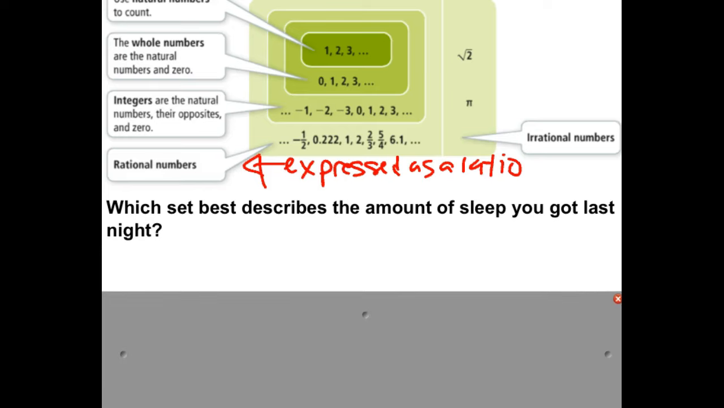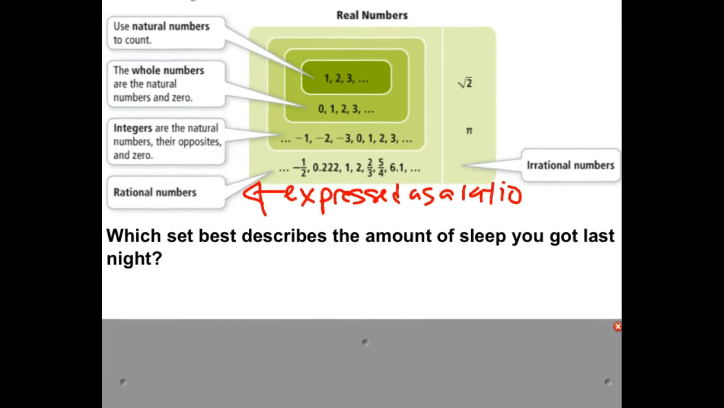Okay, so one thing you're going to need to be able to do is to determine which sets would best describe which situations. So the first question is, which set best describes the amount of sleep you got last night? So if you think about it, last night I got 7.5 hours of sleep. Maybe some of you got 8, 9, maybe some of you got 6, 5.5, etc. You want to think about what numbers in this set are going to best describe that.